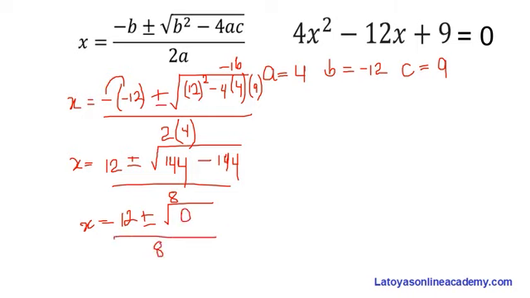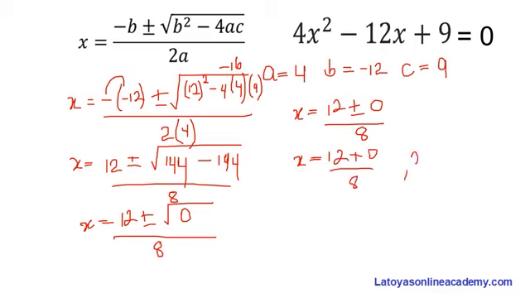What's the next step? Let's go. X is equal to 12 plus or minus. What is the square root of 0? The square root of 0 is 0. And it's going to be all over 8. What is the next step? Find the values for x. Let's separate that plus or minus sign. 12 plus 0 over 8 will give us one value for x. And then x is equal to 12 minus 0 over 8. So our values for x are going to be 12 plus 0 is 12, 12 over 8, and of course this can be simplified further.